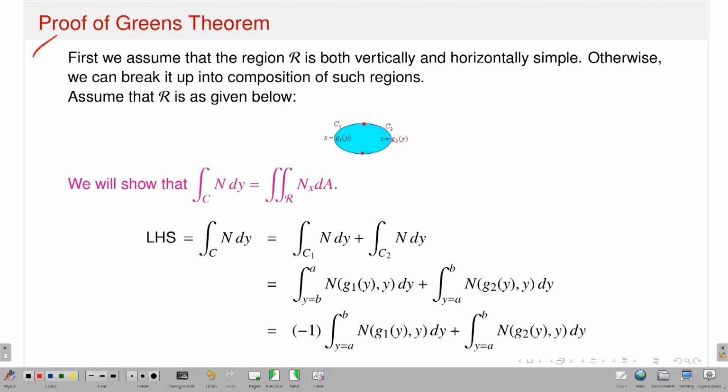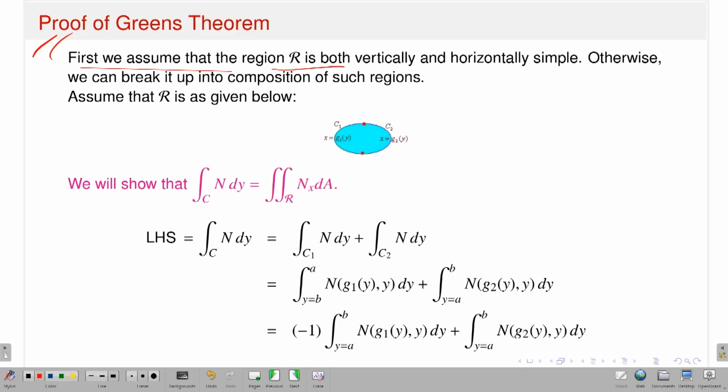Okay, so what is the proof? The proof is very nice. What I will do is first assume that my region is both vertically and horizontally simple. Now if you remember, I talked about the notions of vertically simple and horizontally simple when I talked about double integrals.